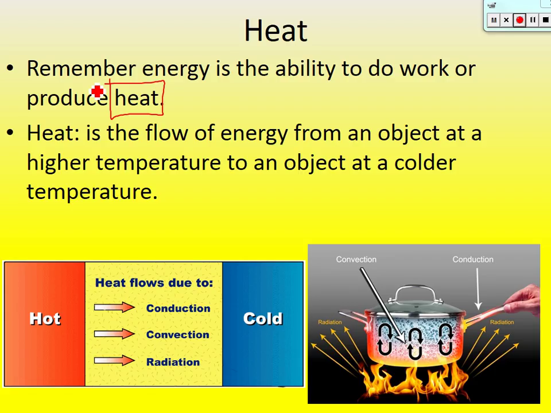So here's a good definition for heat. It's the flow of energy from an object at a higher temperature to an object at a colder temperature. So it always goes from high to low temperature. So heat is this energy that flows from a hot object toward a cold object. So it always goes from hot to cold.